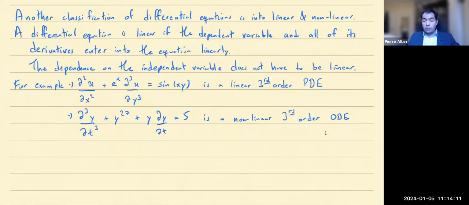This term, the y enters nonlinearly. Also, this term, the y enters nonlinearly, the y and its derivatives. Right? If we only had this term, of course, it would be linear. And this, because it doesn't have anything to do with y or its derivatives, it doesn't matter what it is. Similarly, this one term.